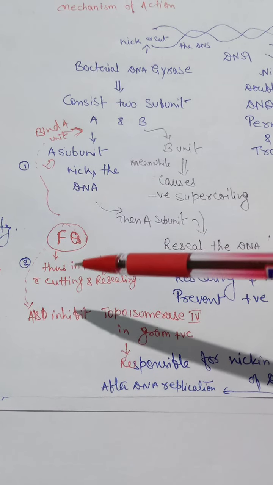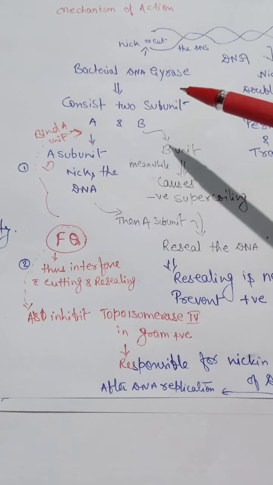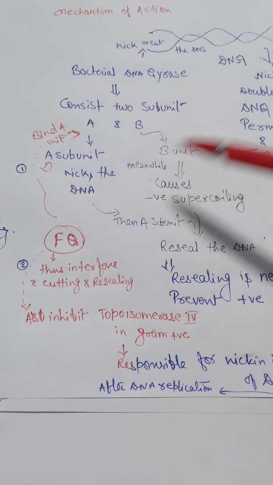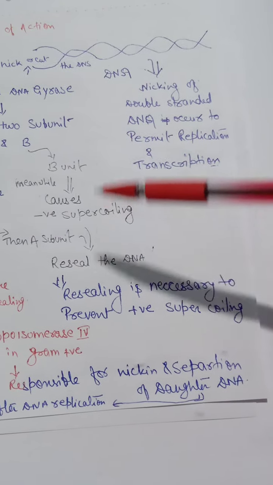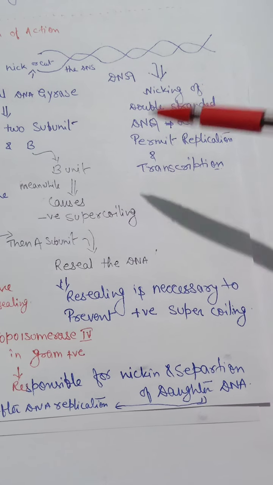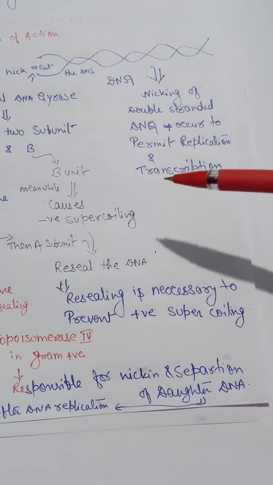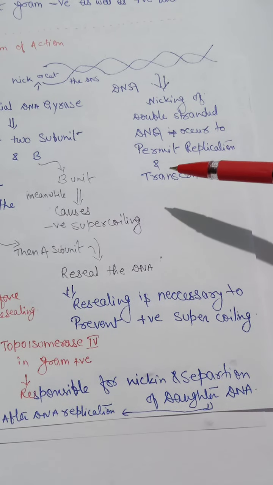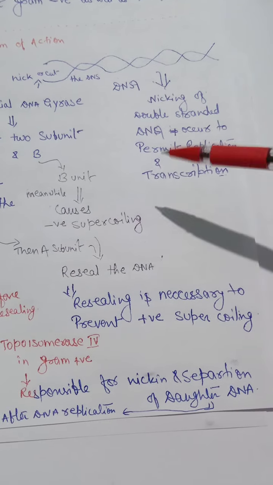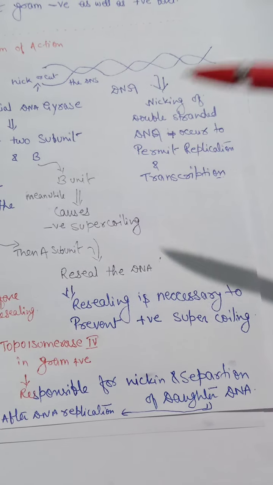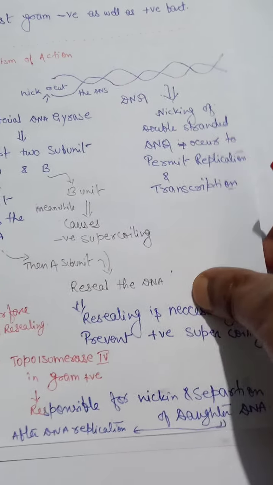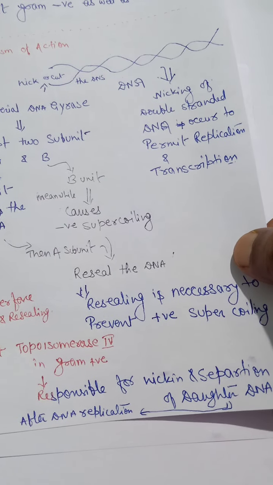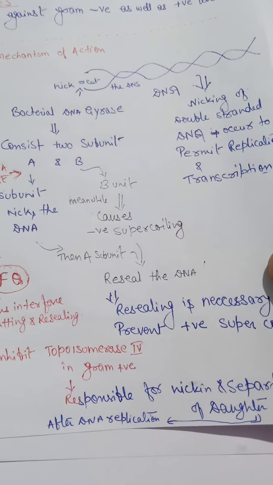Thus, the fluoroquinolone inhibits the bacterial DNA gyrase. As soon as the bacterial DNA gyrase is inhibited, the further sequencing of replication and transcription is inhibited. With replication and transcription inhibited, no new daughter DNA is synthesized and the bacteria is killed. Thus, this is very much effective.